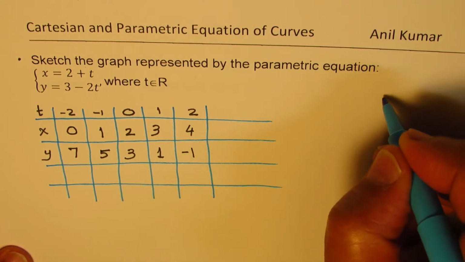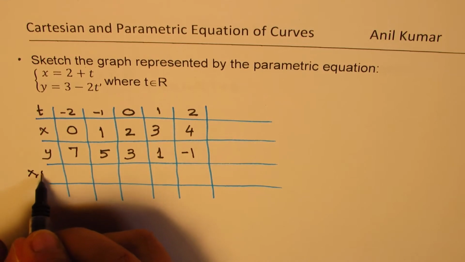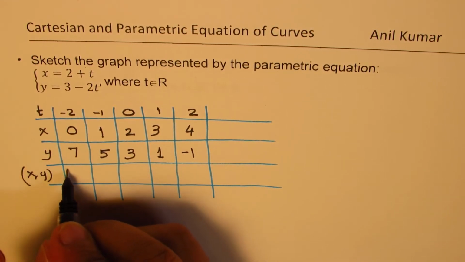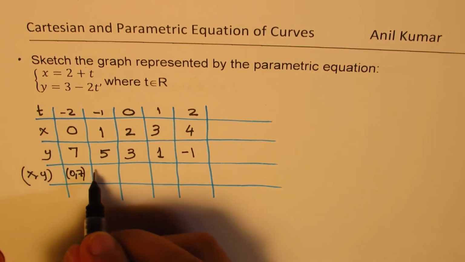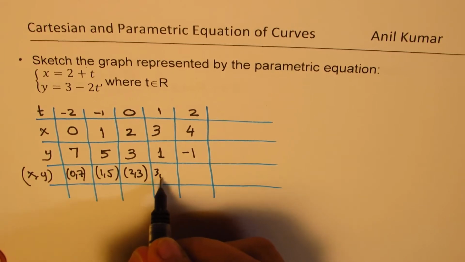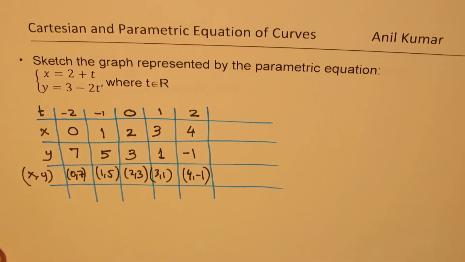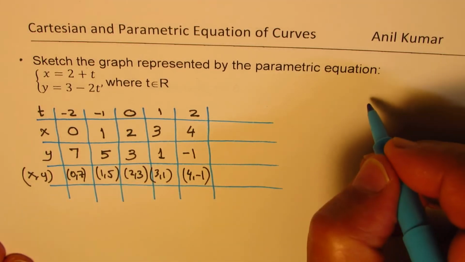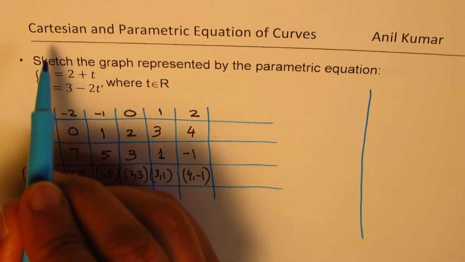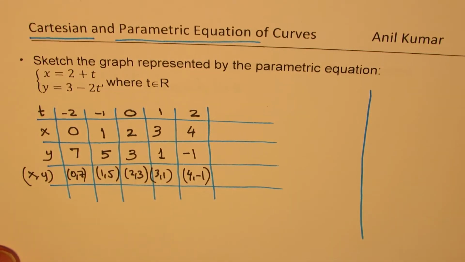Now if I try to plot these points, the coordinates can be written as x and y coordinates. These are 0, 7 for t as minus 2, then 1, 5, then 2, 3, then 3, 1, and we have 4 and minus 1. So these are the coordinates which we could plot on a Cartesian plane, right? That is why we are saying Cartesian and parametric equations. We'll also see how to convert one form to the other in this video.